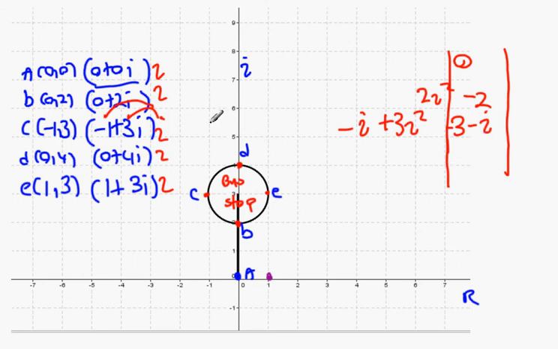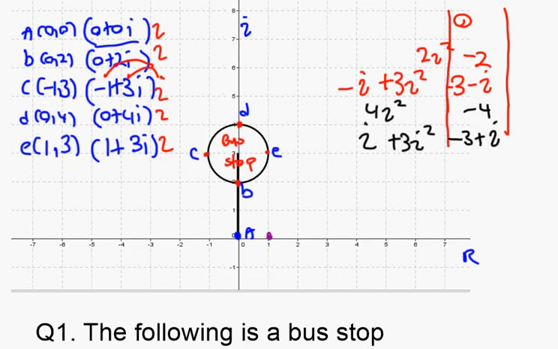What about D? It's going to be 4i squared, which is minus 4, and E is going to be i plus 3i squared, which is minus 3 plus i. Now guys, look what happens when we draw all these points out. Ready for it? A stays at position A.